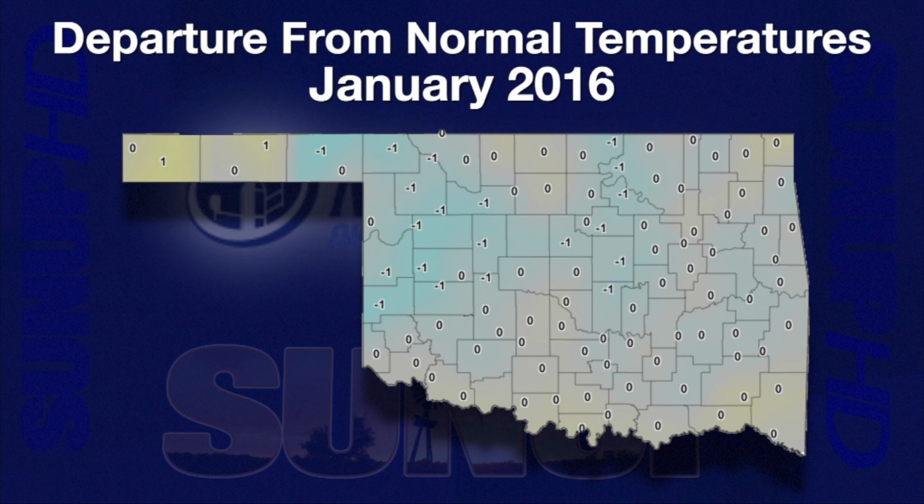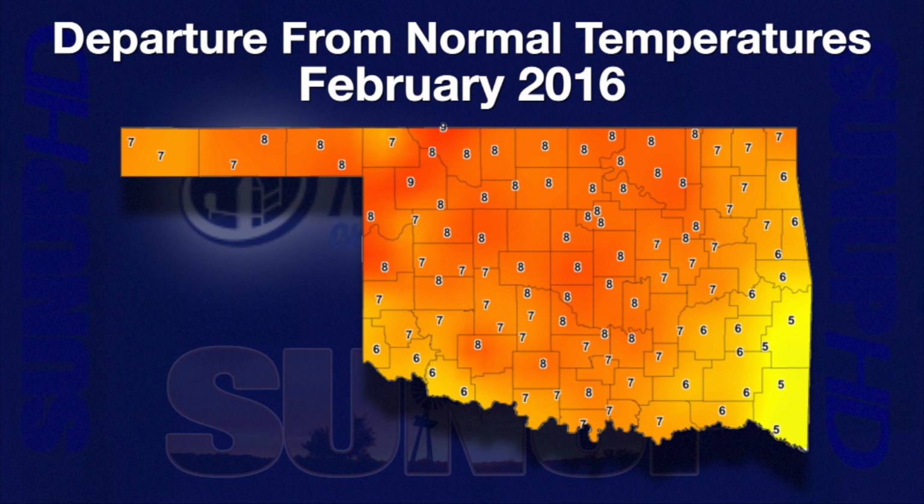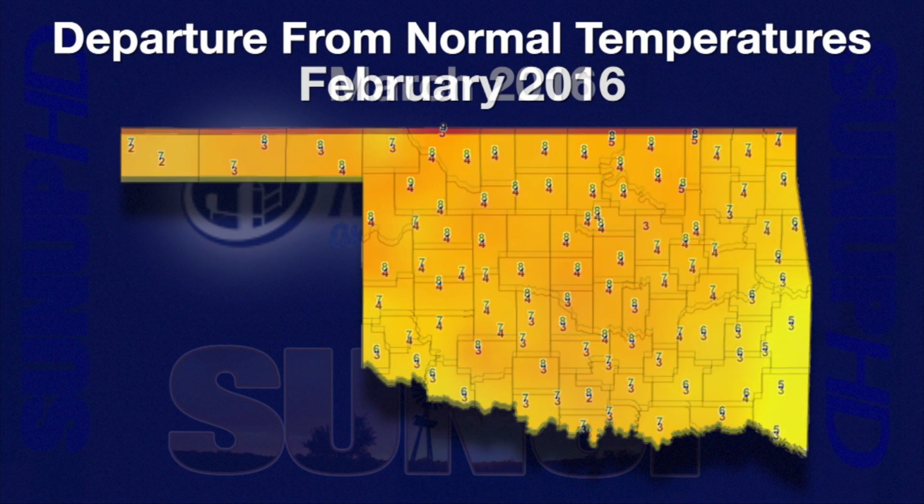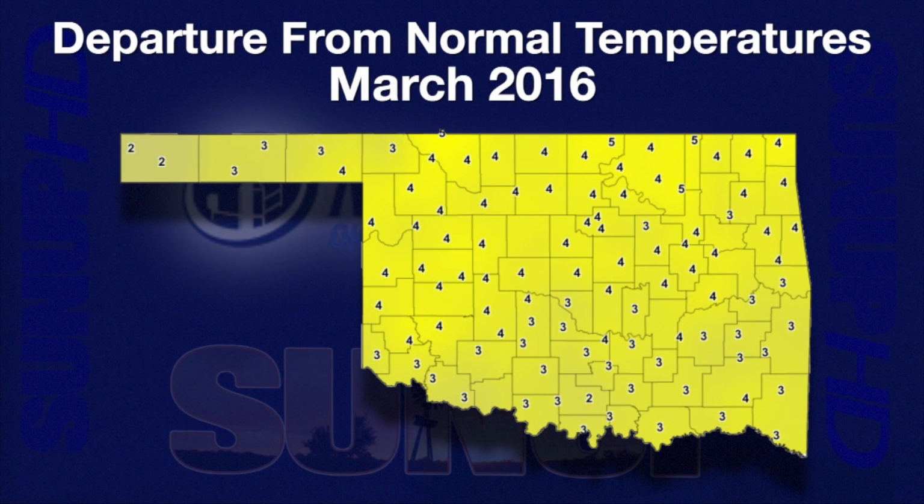January average air temperatures hovered right around the 15-year average with lots of zeros and a scattering of minus and plus ones. The heat was turned on in February. Monthly average air temperatures were 5 to 9 degrees above average. The warmth continued in March with temperatures 2 to 5 degrees above average.